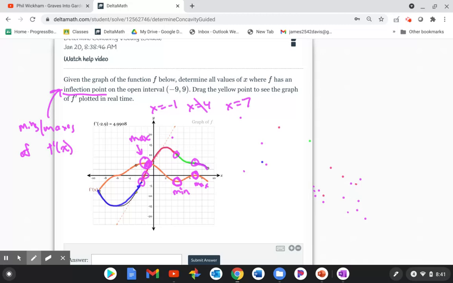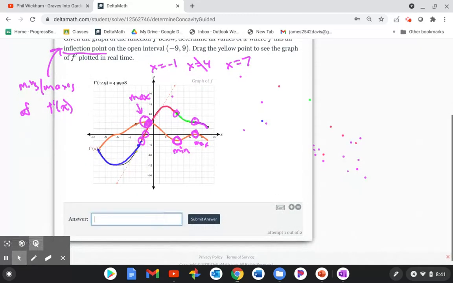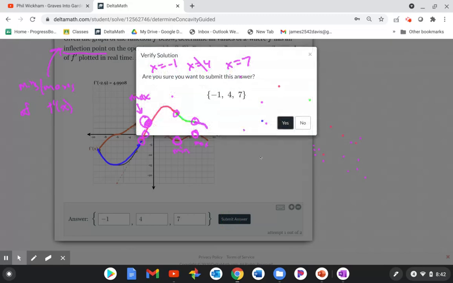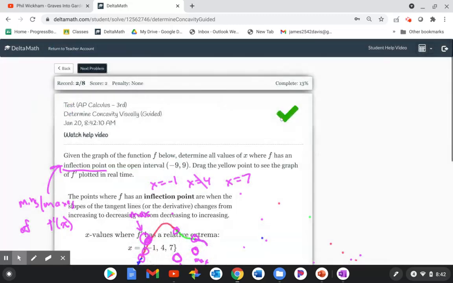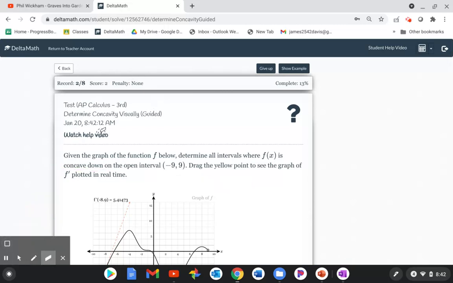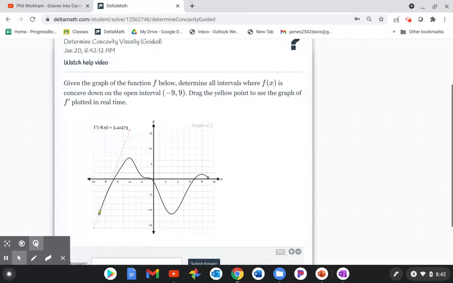All right, so let's try those 3. Hopefully that first one's right. It is difficult to tell. We'll just give it a shot. All right, looks like we're good. Let's go ahead and try another one. Remember, there always is these help videos here. You can also watch or look at the examples.